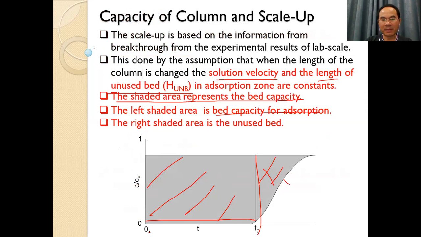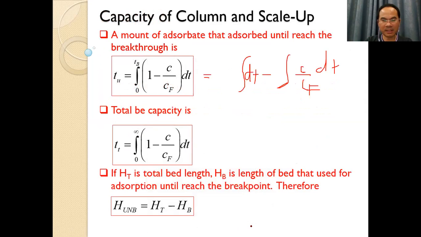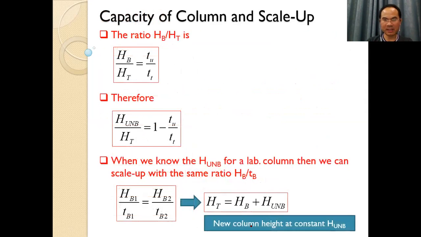The length of the bed from time 0 to time B is SB. And SUNB is the height of the column that is unused for the adsorption, equal to ST minus SB. If we consider the ratio of SB and ST, it is TU divided by TT. TU or TB, that's right. TT is total time. And therefore SUNB divided by ST equals 1 minus TU divided by TT.